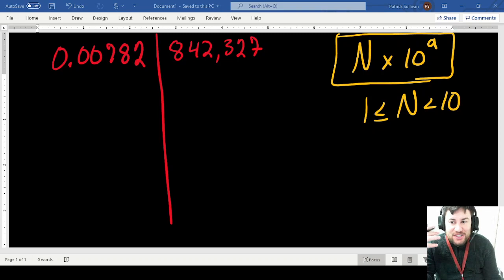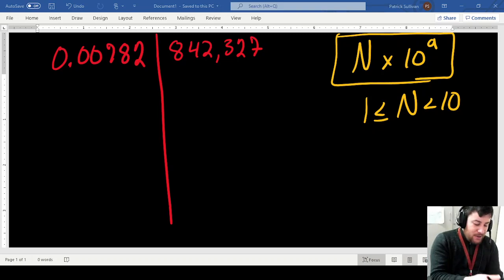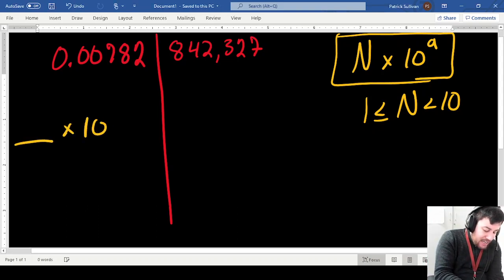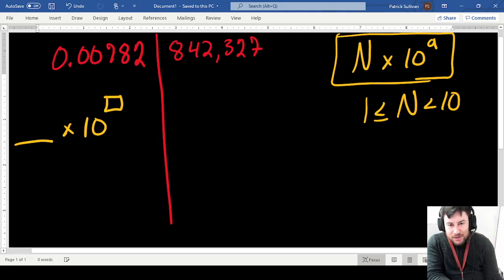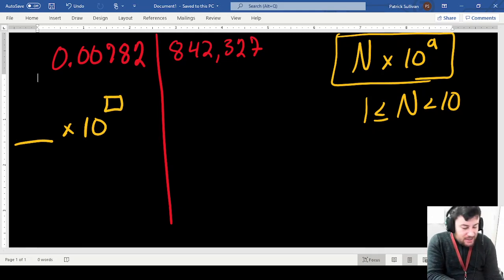So we're going to get straight into it, tackling some practice problems. I'm going to start with my left-hand number, 0.00782. Again, to write in scientific notation, I need to have a leading value times 10 raised to some power. In this case, I can't use this number as my leading value. It's not greater than or equal to 1. So I'm going to need to move my decimal place until I get a number that is greater than or equal to 1 and less than 10.